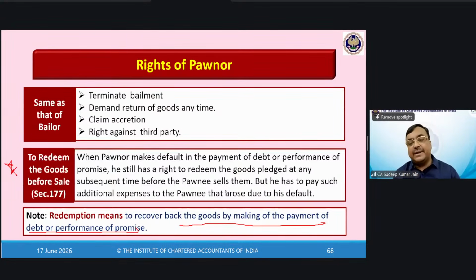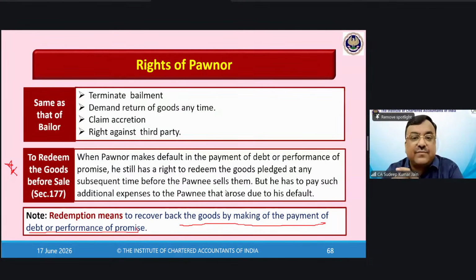सेक्शन 171 क्या कह रहा है कि अगर मान लीजिए ओनर ने ड्यू डेट पे पेमेंट नहीं किया तो पोनी को राइट है गुड्स बेचने का एक नोटिस देकर, बट उस सेल से पहले अगर ओनर ने पूरे लोन की लाइबिलिटी का पेमेंट कर दिया, वो वापस ले सकता है. लेकिन अगर पोनी ने कोई एडिशनल खर्चा किया उस सेल को अरेंज करने के लिए, वो उसको देने पड़ेंगे. किसको देने पड़ेंगे? ओनर को देने पड़ेंगे.